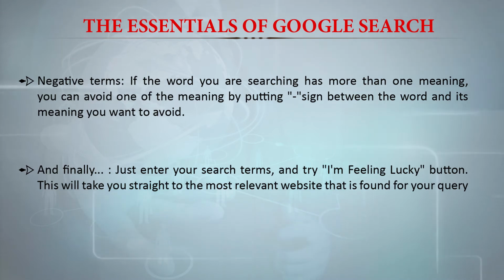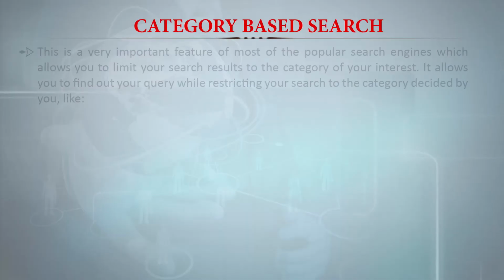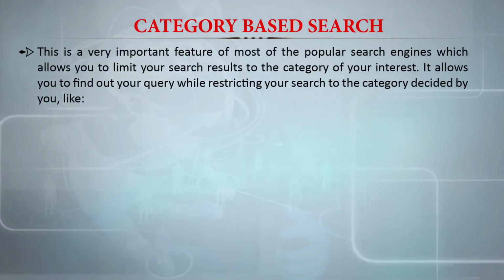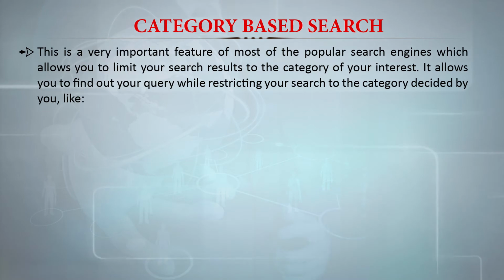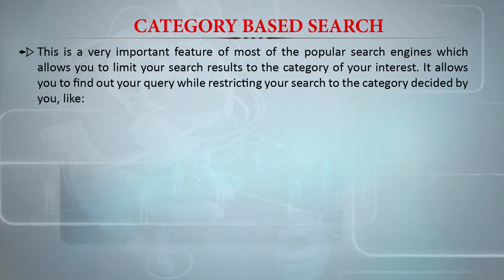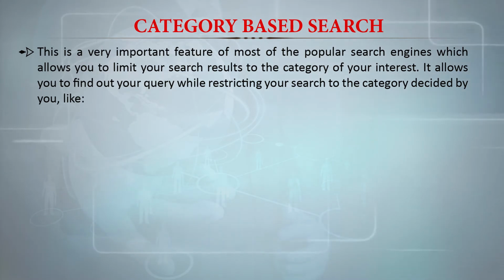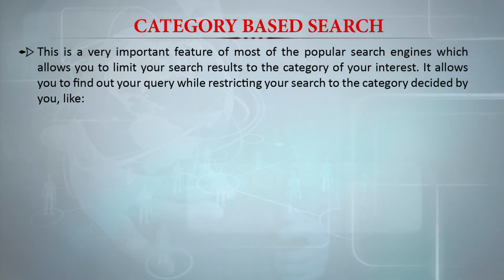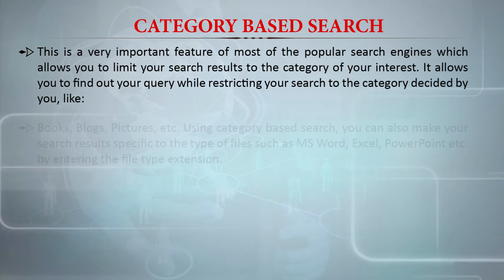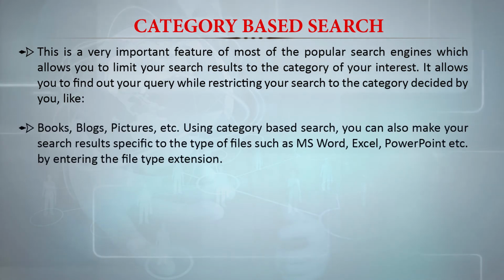Let us now discuss briefly the category based search. This is a very important feature of most of the popular search engines which allows us to limit our search results to the category of our interest. It allows us to find our query while restricting our search to the category decided by us, such as books, blogs, pictures and other things.